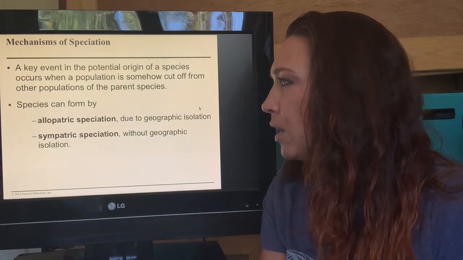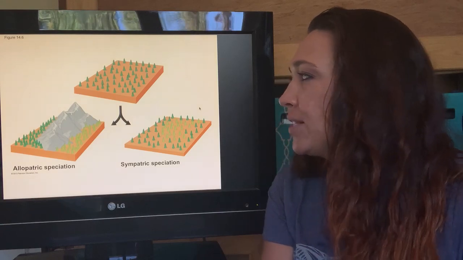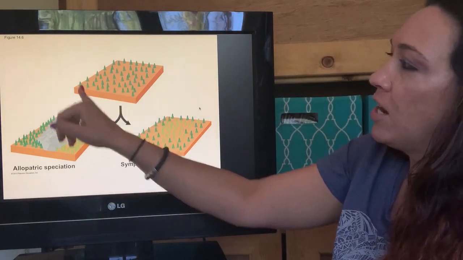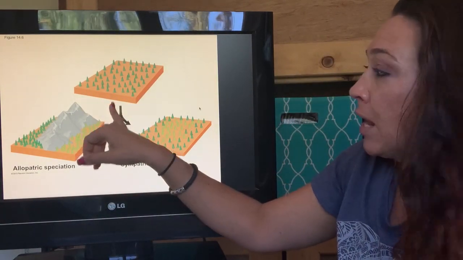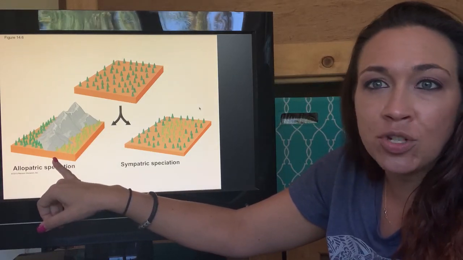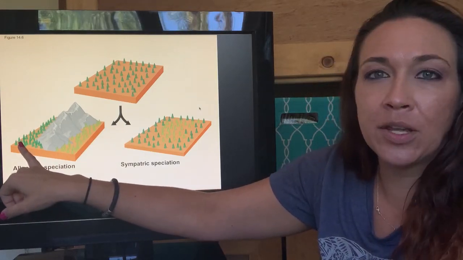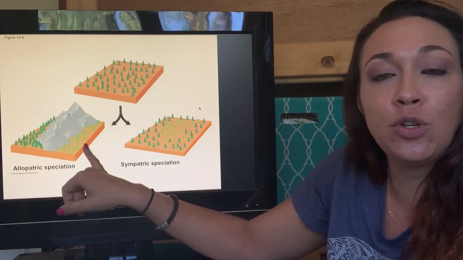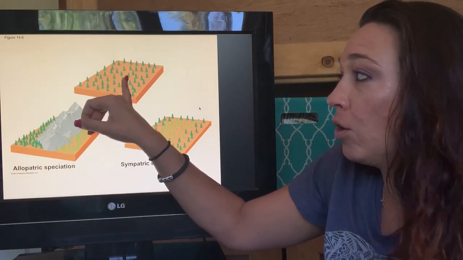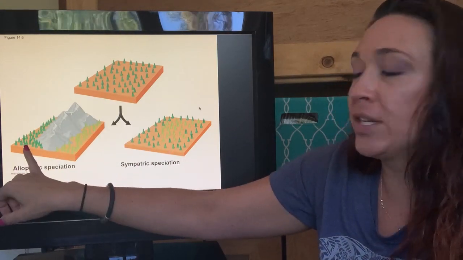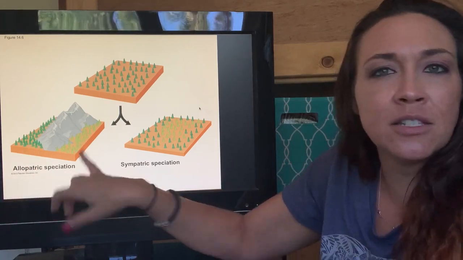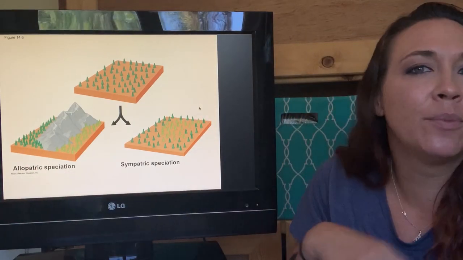So let's go into some of those examples here. This is going to be allopatric speciation. We have our initial population of trees. Now we have this big mountain range, right? So now our original population is slightly different than this new population. So we had all green trees, but now maybe the trees on this side of the mountain stay the same, but these, for whatever reason, became a little bit different.